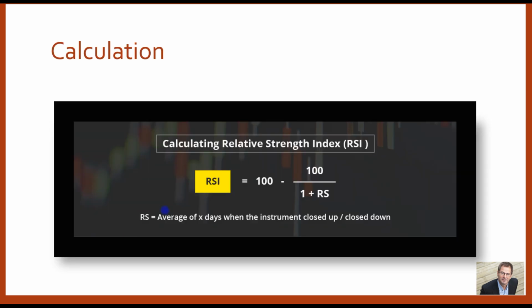Now, the calculation for RSI isn't quite difficult. It's not a great big long mathematical calculation like Bollinger Bands using standard deviation. RSI is pretty straightforward. Now, you'll never have to calculate it. But RSI is equal to 100 minus 100 divided by 1 plus RS. And RS is for the average number of days when the instrument closed up or closed down.